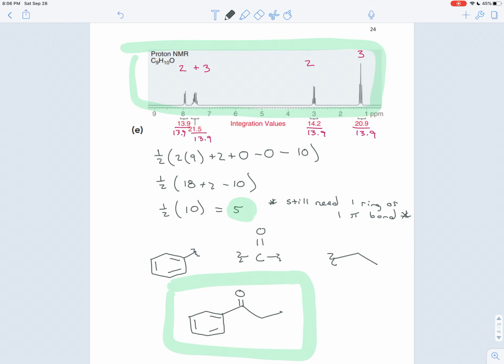And if you wanted to check in a laboratory, you say you're working at your bench and that's what you came up with. If you wanted to check, you'd do IR and you'd look for the sharp peak at 1700. That would tell you if you had that ketone.